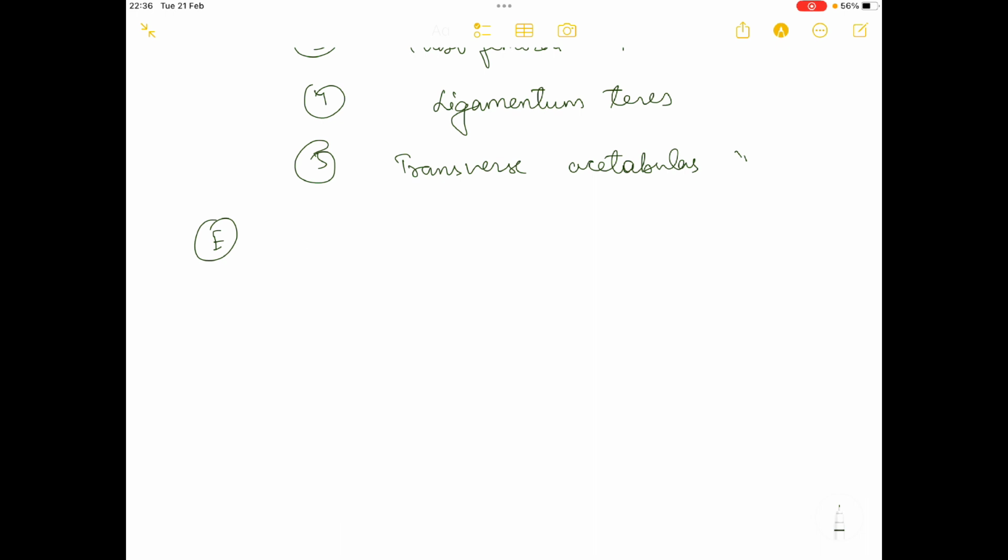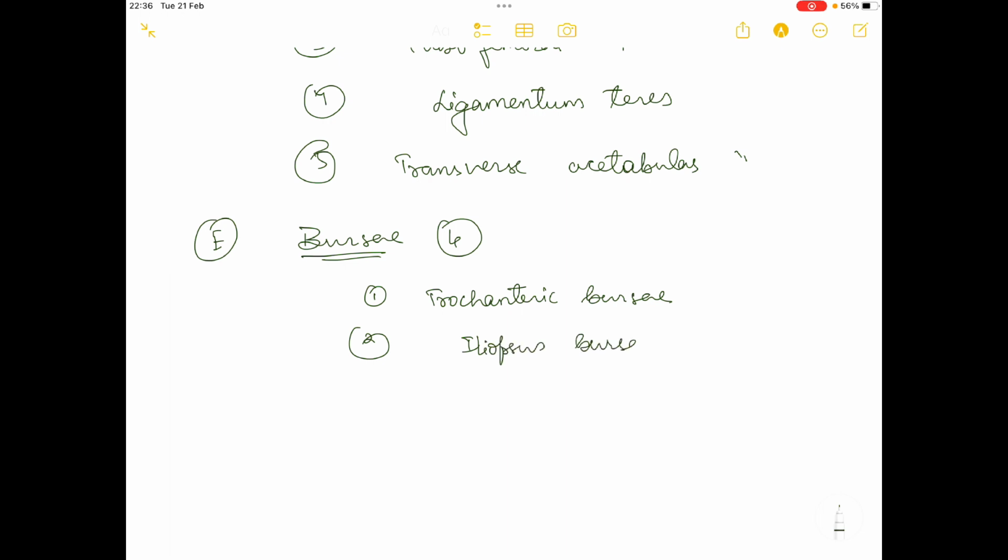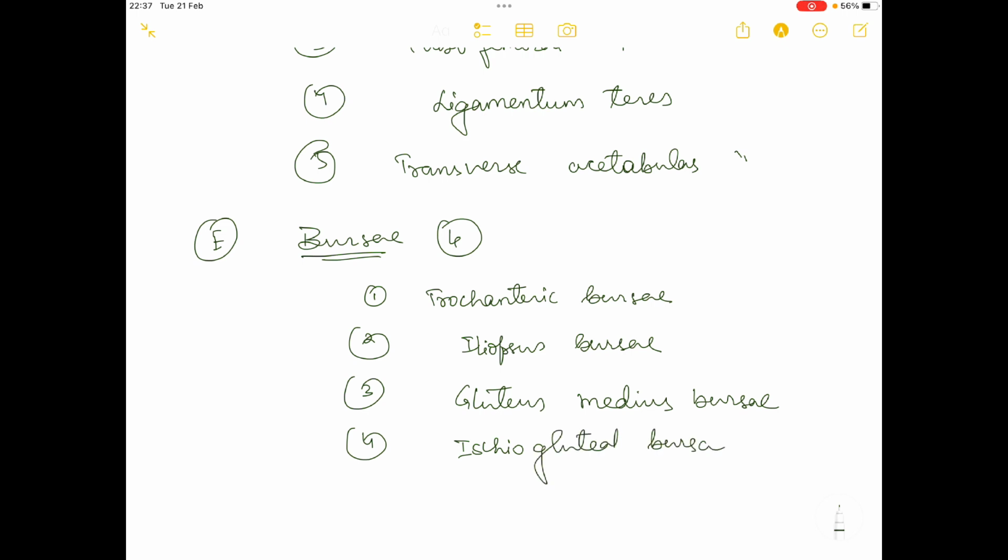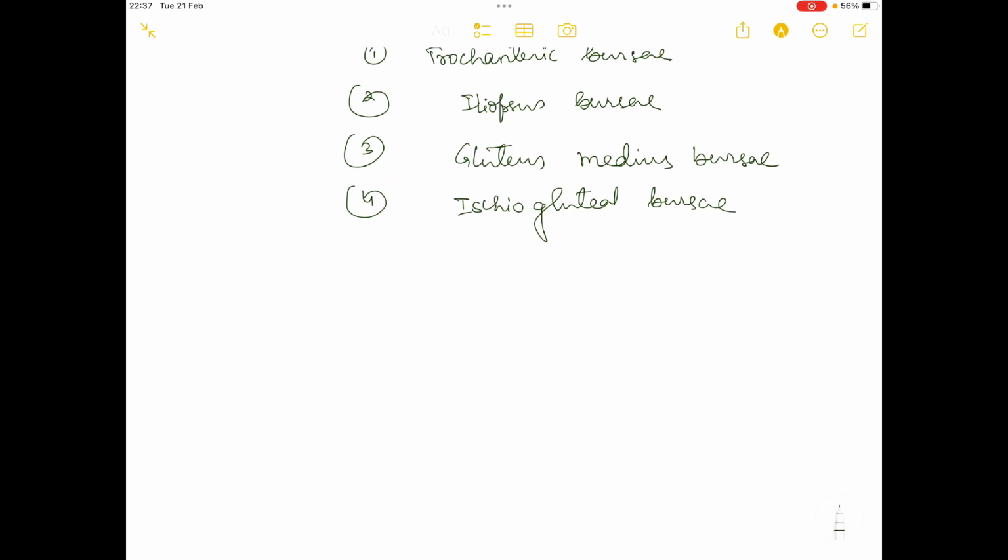Now let's talk about the bursa. There are four major bursa in the hip complex, and those are the trochanteric bursa, iliopsoas bursa, gluteus medius bursa, and ischiogluteal bursa. So these are the four bursa which are present in the hip complex.